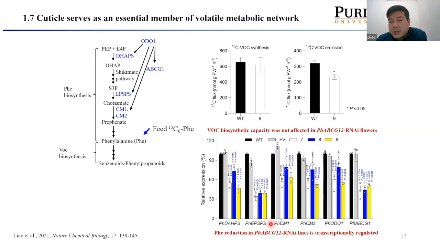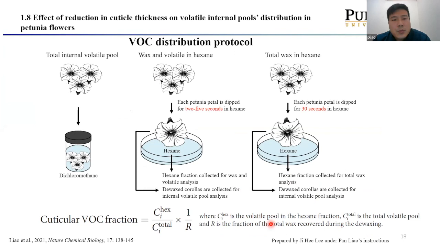So the next question we want to answer is, for example, previously we already analyzed the distribution of our volatiles in the cuticle part and also internally. Actually, this is a method that we developed. So how are we doing this? First we got the total internal pool of the volatiles by putting these three flowers in DCM, which is an organic solvent.